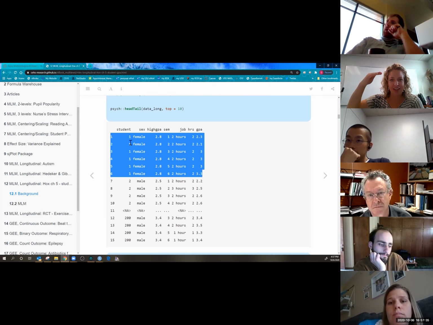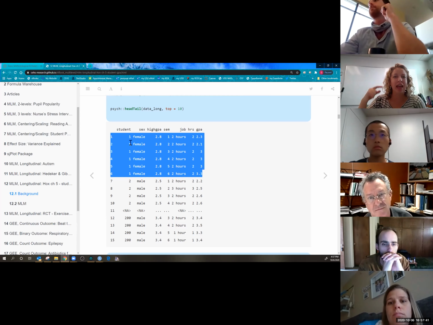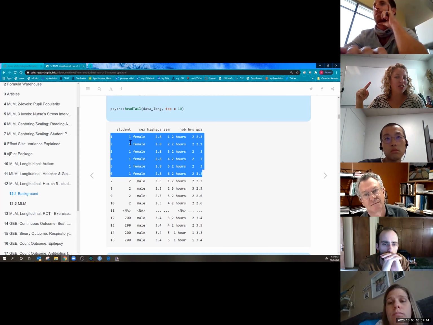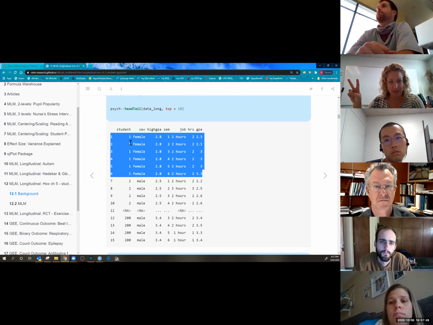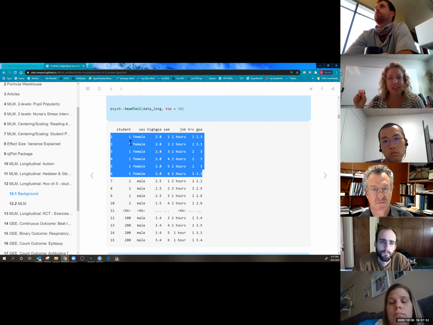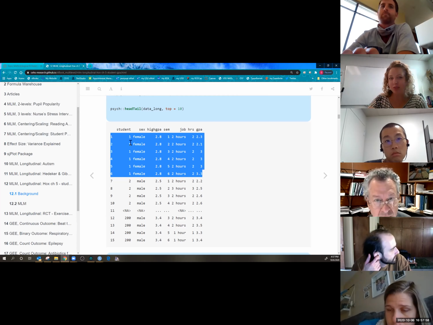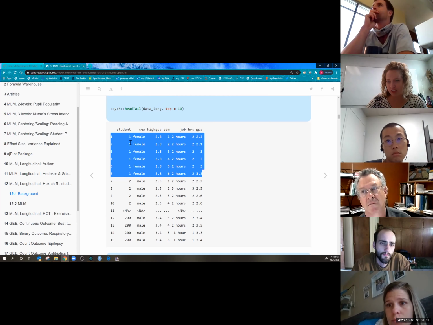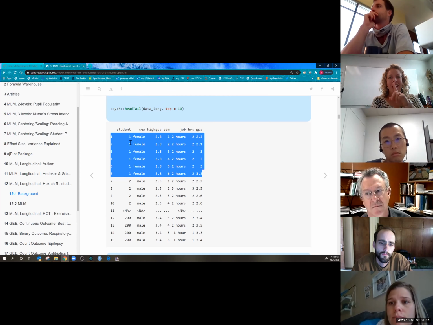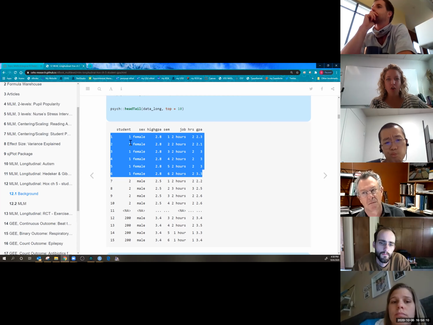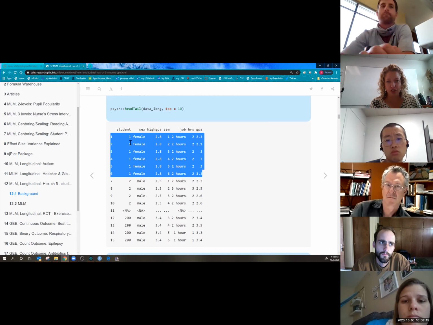So each person here has multiple lines. So each line is not a person, each line is an observation. So we have repeated observations per person. Now, we are specifically going to be looking at change over time. Not all repeated measures are looking at change over time, but we're going to focus on this example just for a moment. We're only going to think about how does GPA change across time. This is the traditional longitudinal analysis, change over time.